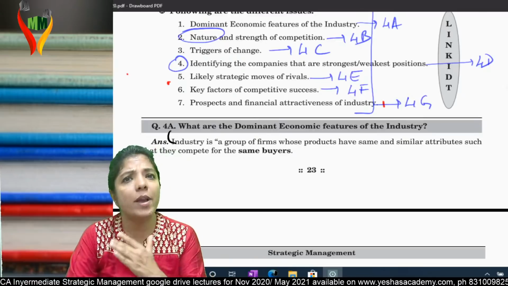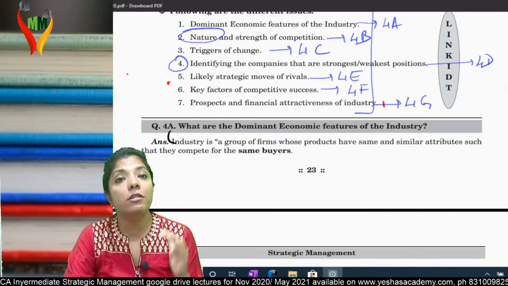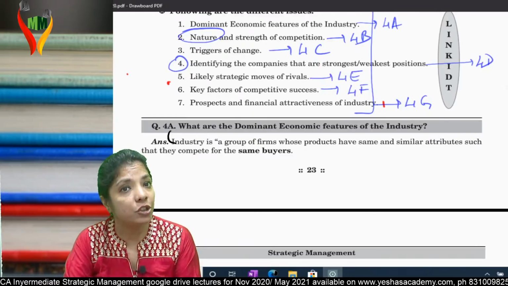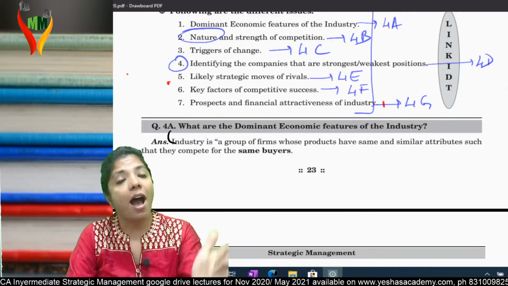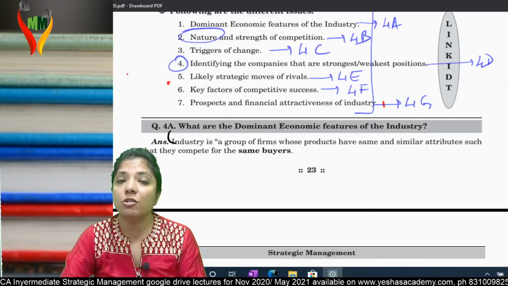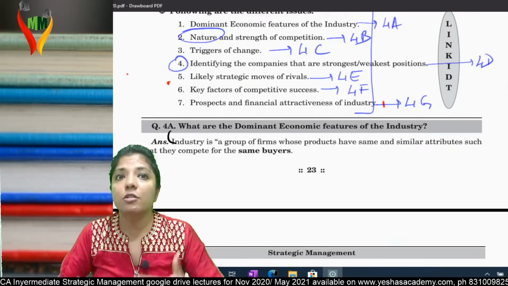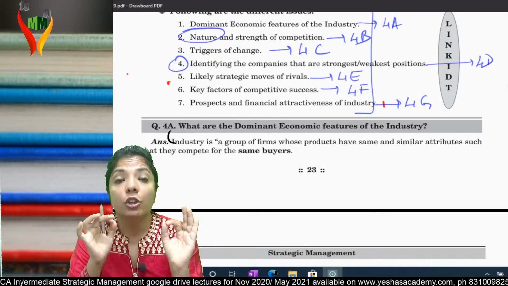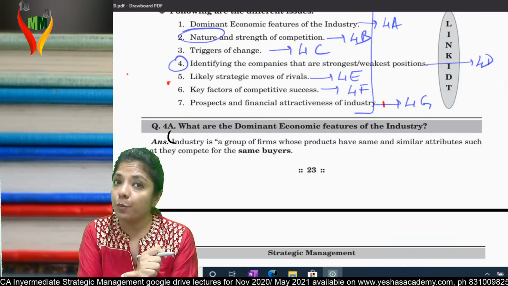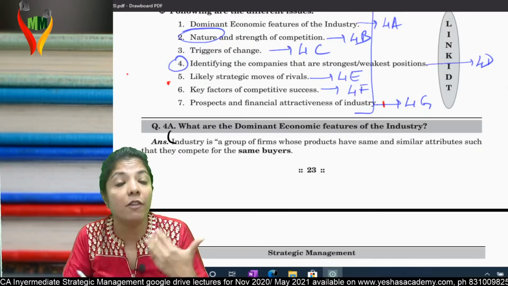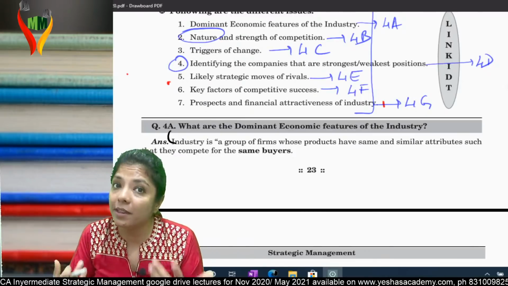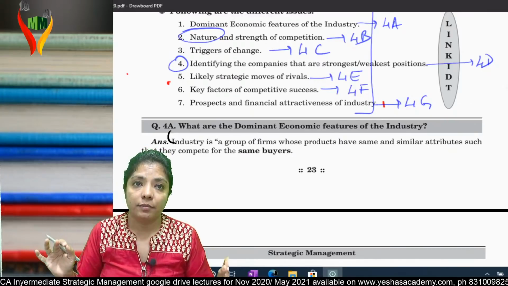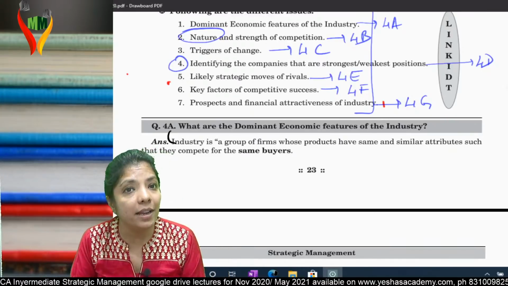Before entering any industry, shouldn't you know the future prospects of that industry? Shouldn't you see whether it is financially attractive or not? If after entering the industry you come to know it is not attractive and there are no future prospects, your whole effort is in vain. Better to know the future prospects, whether it is attractive or not, and then enter, or else don't enter. Am I clear?